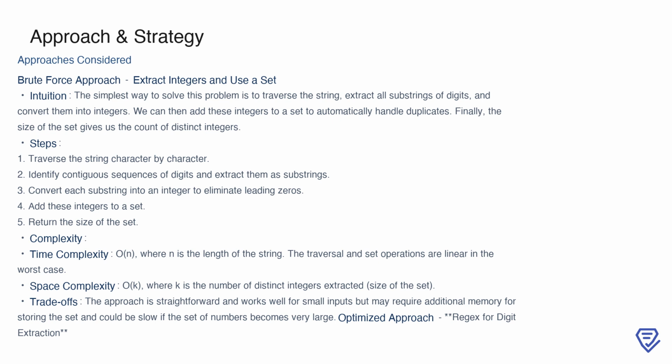However, the space complexity depends on the number of distinct integers we extract, which is proportional to the size of the set. While this method is simple and efficient for smaller inputs, it does have trade-offs. It requires additional memory to store the set, and if the set of numbers becomes very large, performance might degrade. Additionally, the implementation involves manual substring handling, which can be tedious for larger or more complex strings.